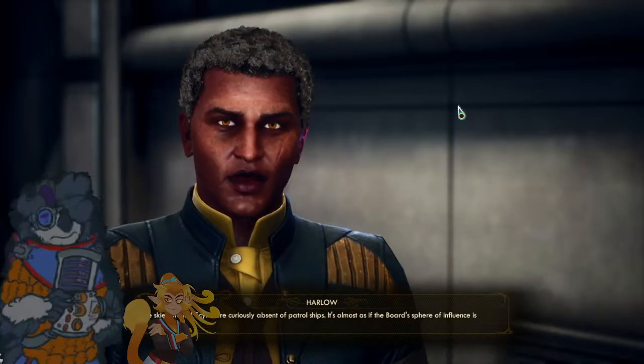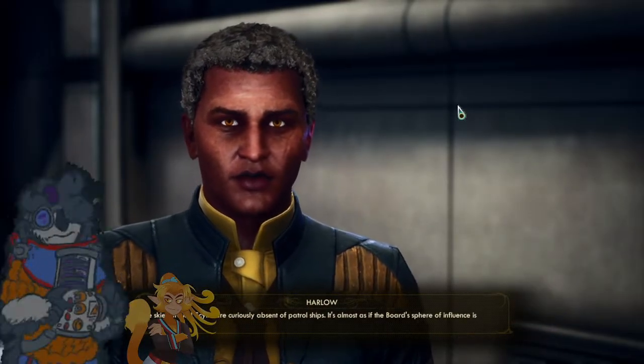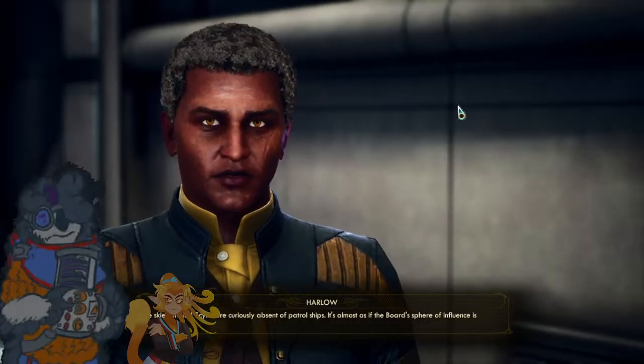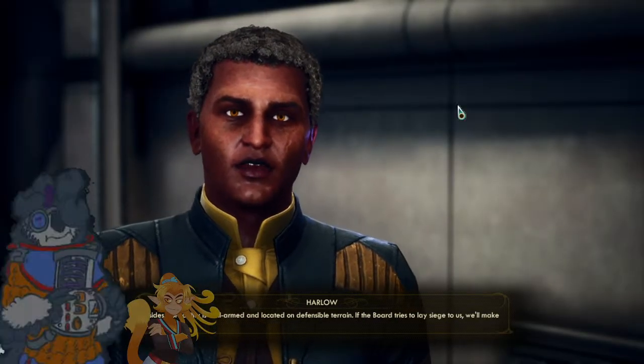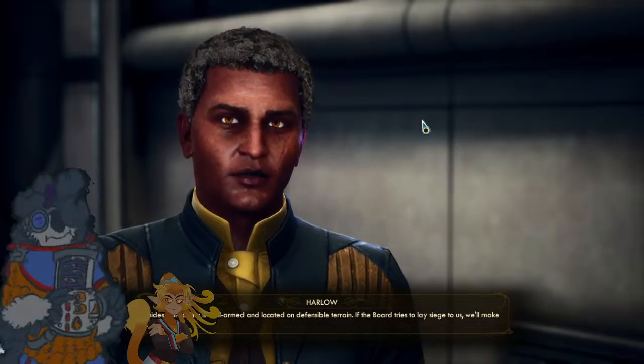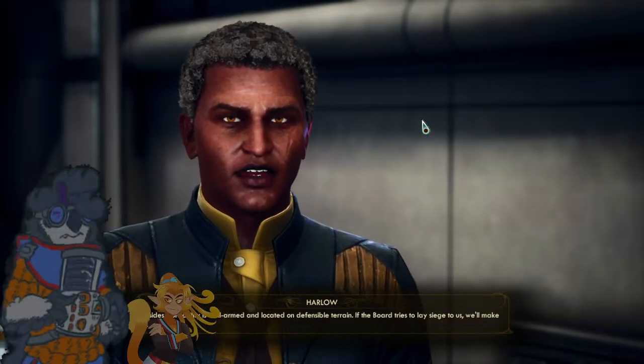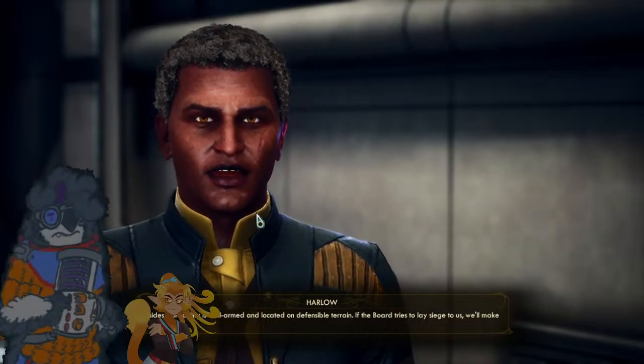The skies around Scylla are curiously absent of patrol ships. It's almost as if the board's sphere of influence is shrinking. Besides, our facility is well armed and located on defensible terrain. If the board tries to lay siege to us, we'll make them pay.